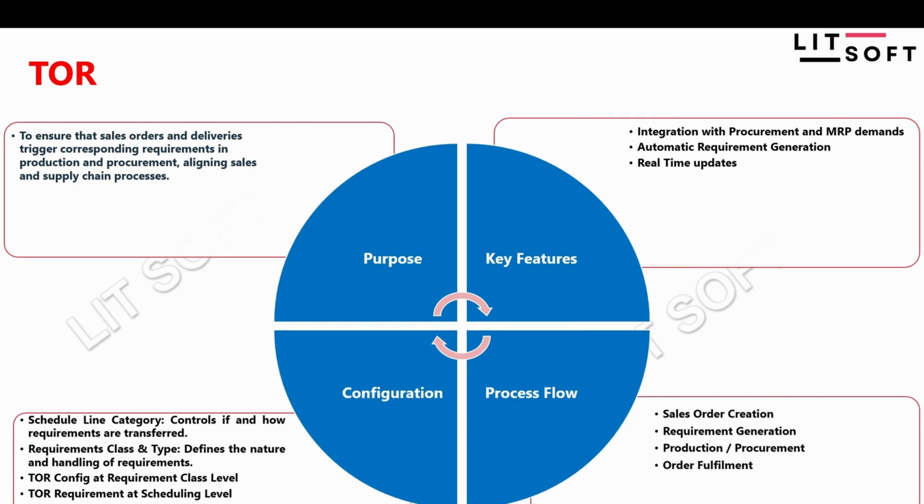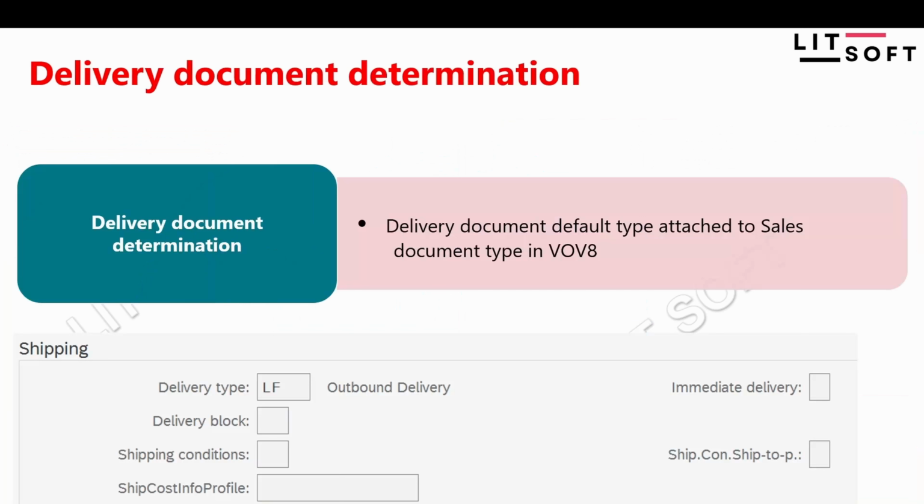Then here procurement and MRP demands: automatic requirement generation, PR will be generated. Okay, real-time update in the planning, MRP live, it will be sitting. So while doing the sales order creation, it will be triggered and the requirement will be generated. Order fulfillment, it's fine. And this is the basic configuration. You can have requirement class and type level as TOR and all that. Okay, configuration, then you will understand that area.